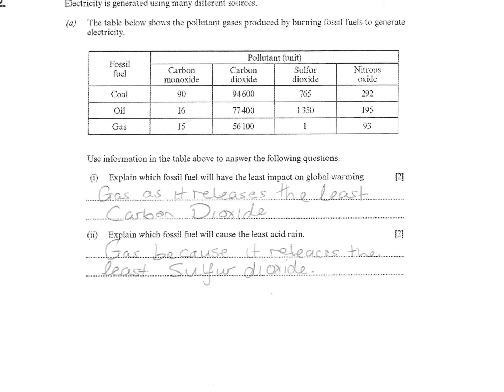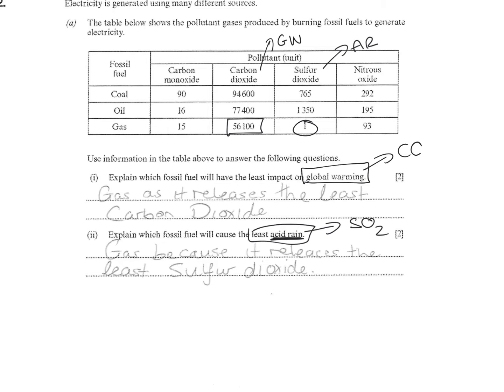Right, so this is looking at different pollutants. The ones we're going to be focusing on are carbon dioxide, which causes global warming, and sulfur dioxide, which causes acid rain. You are looking for the one that has the least impact on global warming. So that's going to be the one with the lowest CO2, which is gas. Again, looking for the least acid rain, it will also be gas because it has the lowest amount of sulfur dioxide released. But be careful: acid rain is to do with SO2. Global warming is to do with CO2.